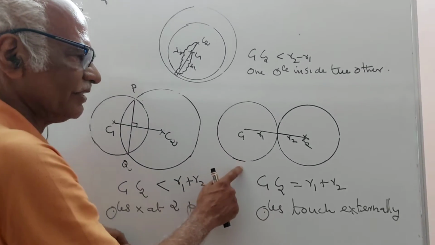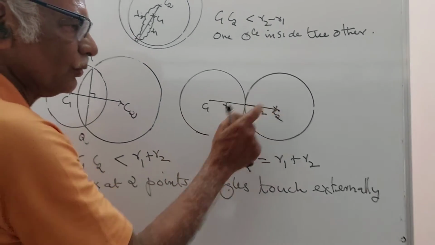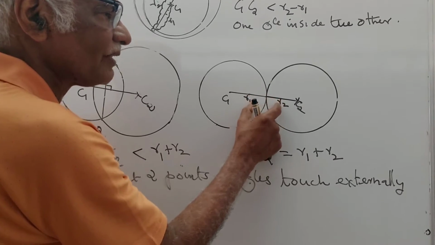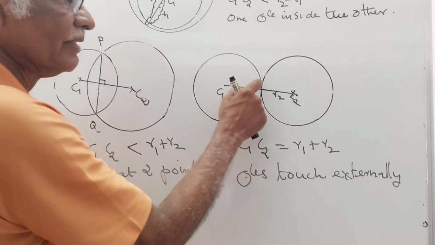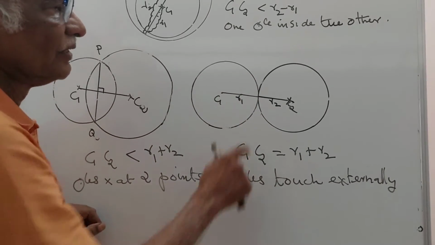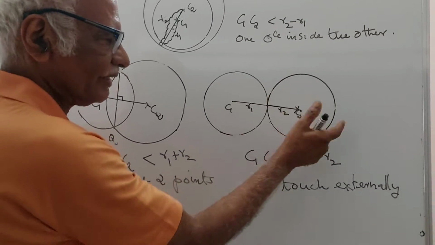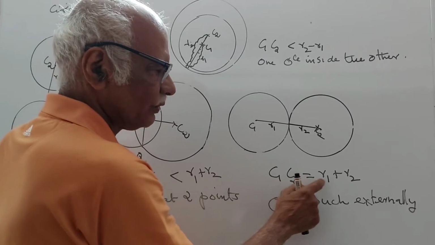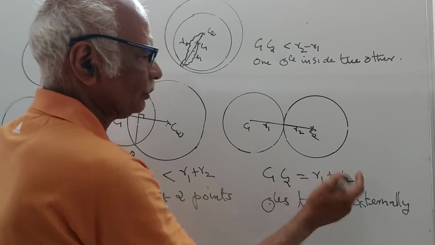Now here is the situation. C1C2 equals R1 plus R2. That means the circles touch externally. The circles touch externally when C1C2 is R1 plus R2.